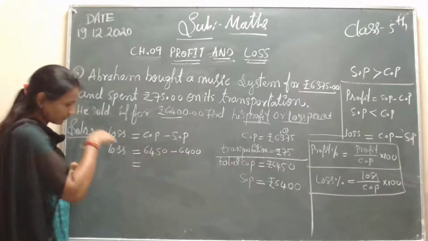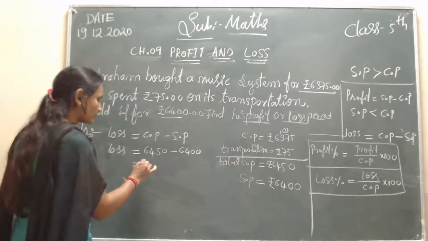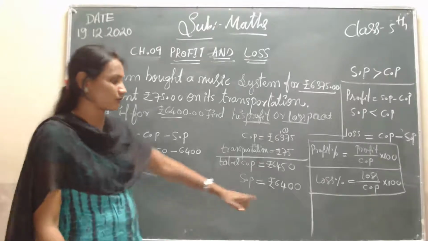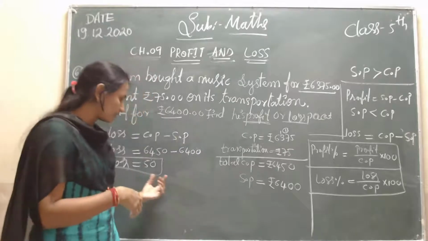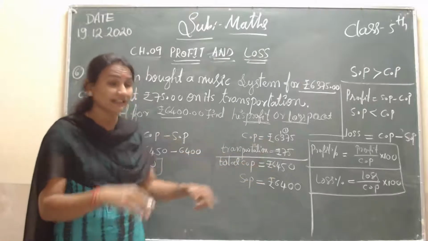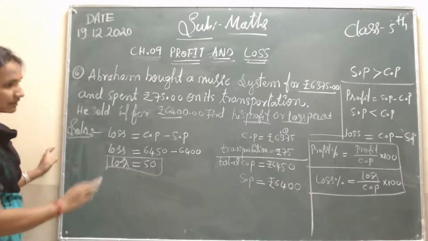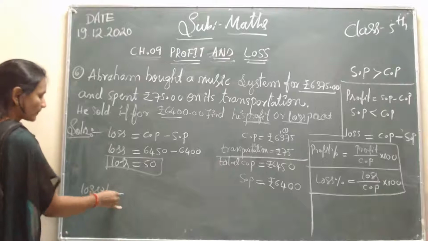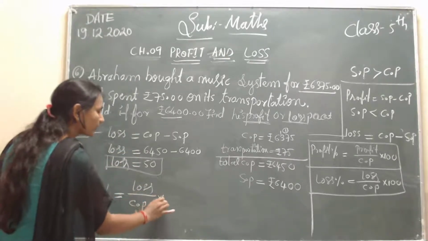So 50,000, because you have to know 6,450 or just 6,400. So the loss is 50 rupees. Loss is 50 rupees means, yes, you have to take the formula, loss percentage. That is already given. This is a particular value: 50 rupees is the loss. But you have to calculate it in percentage. How much percentage is the loss? So students, first you have to write here: loss percentage is equal to loss by CP into 100.